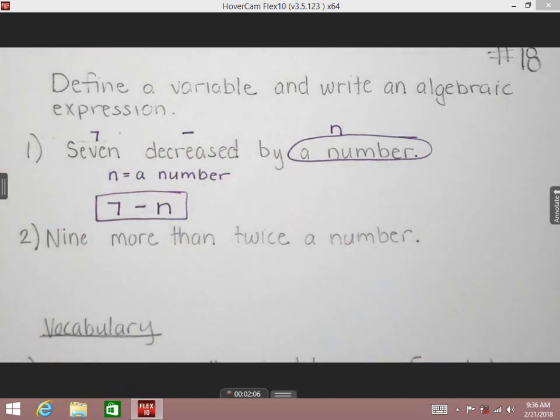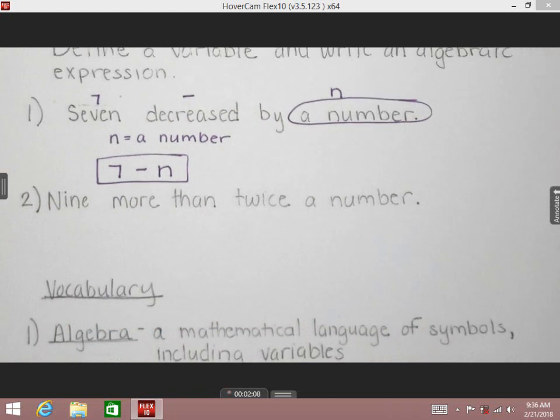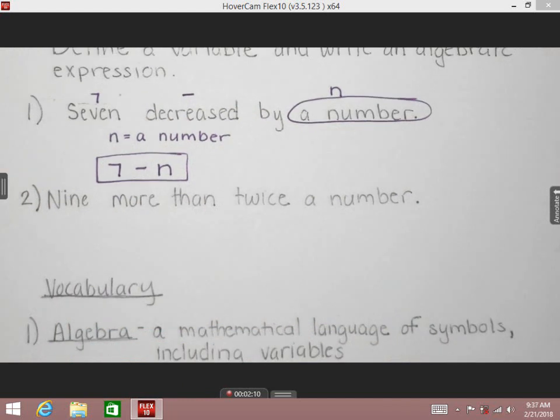Right? Now guys, these are a little bit easier than the ones you did for your homework because I had a lot of students that were having some trouble with that, so I thought, okay, let's take it down a notch. Let's just talk about a number. Tomorrow, we're going to step it back up, okay?